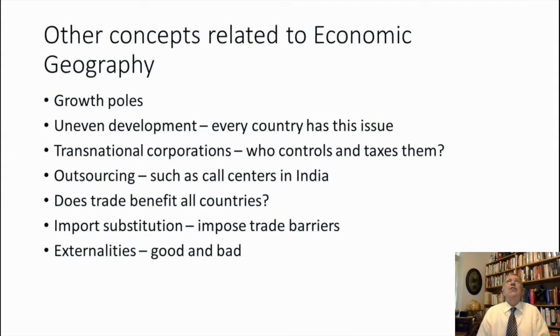As we finish this out, this lecture is going to be, I think, a little bit shorter than the last one. I want to touch on some other concepts in economic geography, including growth poles. I'll have a slide for that, and a slide for uneven development, which I just mentioned.